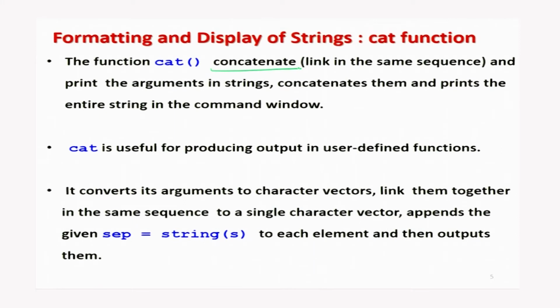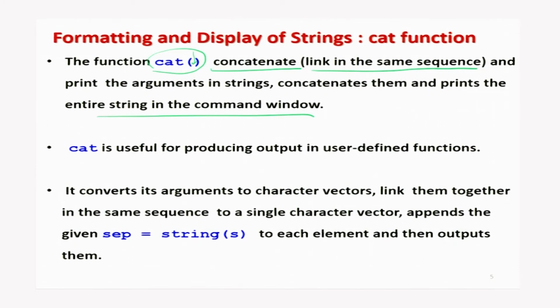What is the meaning of this concatenate? That means it is trying to link in the same sequence. So this function cat links different numbers and characters in the same sequence that you give inside the parenthesis, inside the arguments, and then it prints the entire string in the command window, right?